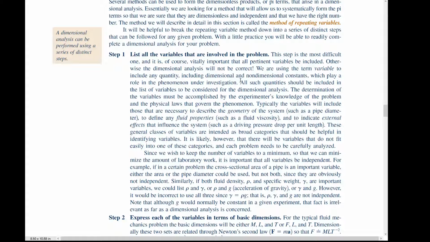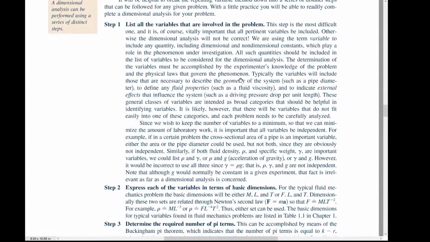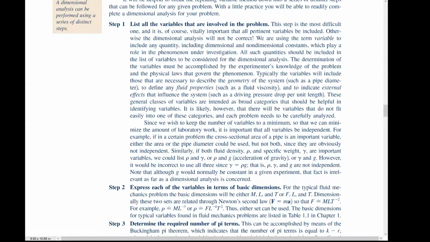Step 1, this is for the method of repeating variables. Step 1, list all the variables that are involved in the problem. This step is the most difficult one, and it is, of course, vitally important that all pertinent variables be included. Otherwise, the dimensional analysis will not be correct.